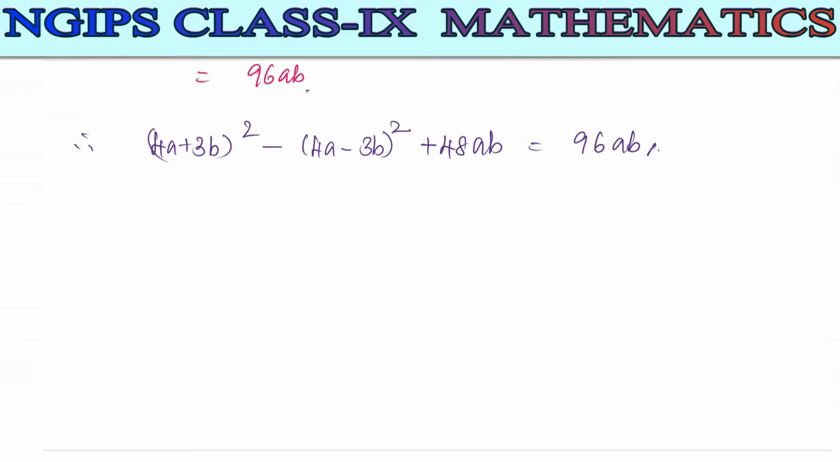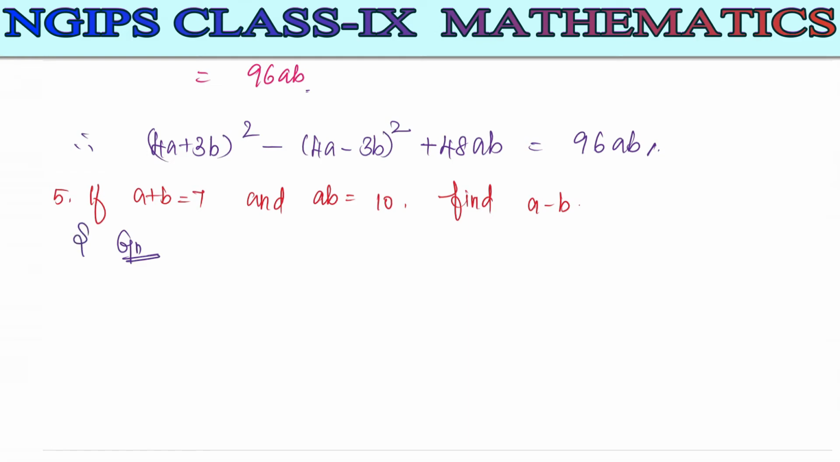The next question, here we have the fifth one. If a plus b is equal to 7 and ab is equal to 10, find a minus b. So here I'm going to write the given conditions. Given conditions, solution: a plus b is equal to 7. So they have given ab is equal to 10. By using this condition, we need to find out a minus b.